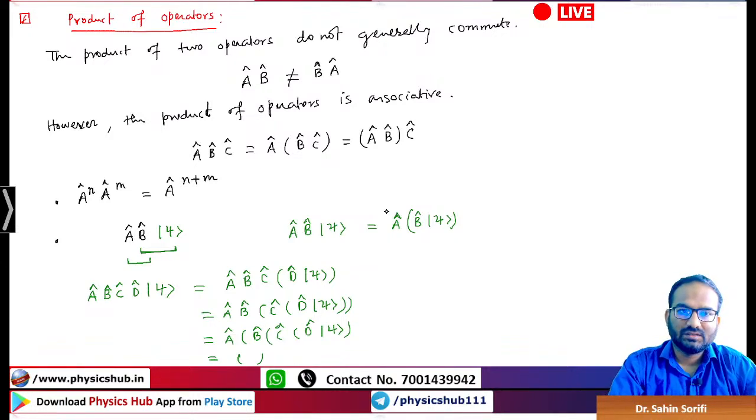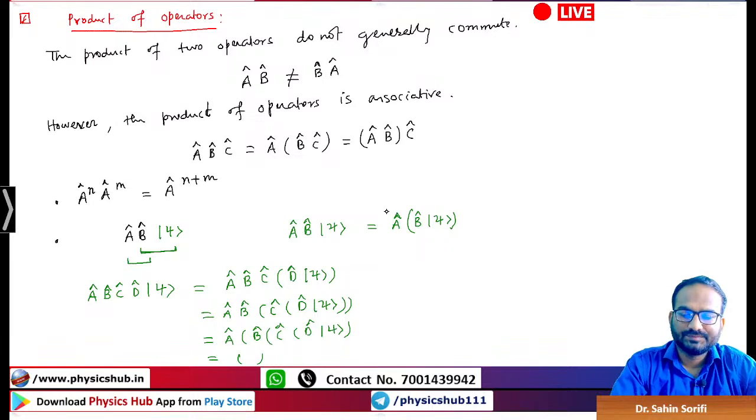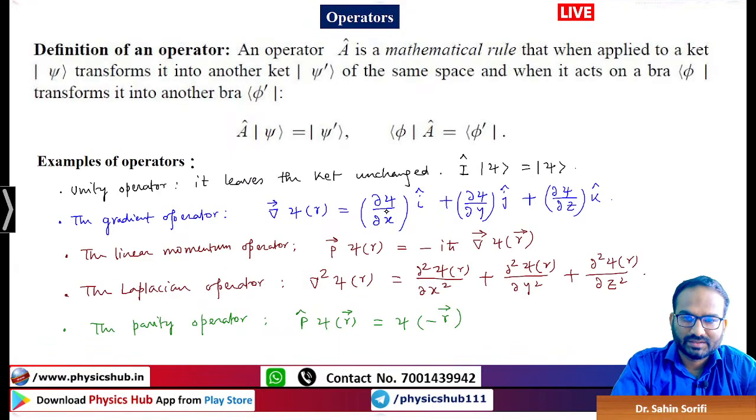So I hope you got the product of operators thing. Let's go for linear operators. What do you mean by linear operators? This is a very important thing. If you have any question, you can ask instantly. What do you understand by linear operators?